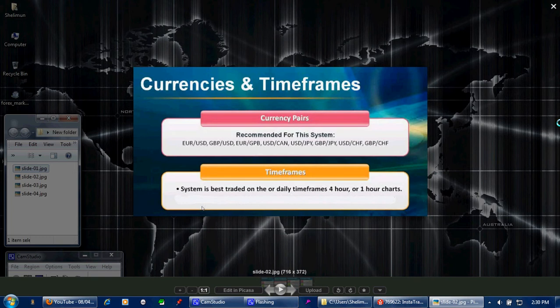And it's best used with the currency pairs that trend the most, and the list is on the screen right now. I also use it with a daily time frame, but you could also use it with the 4-hour or the 1-hour. But I recommend using it on a daily time frame until you get very familiar with it.